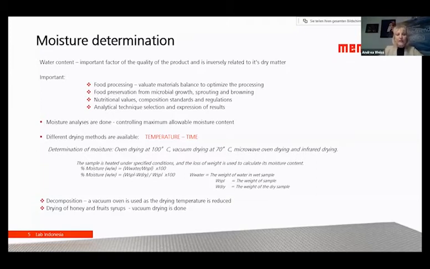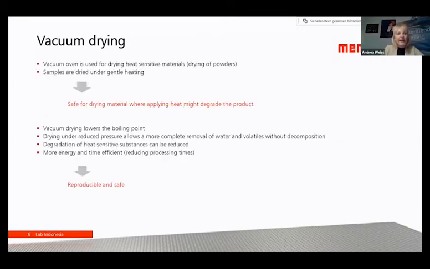For decomposition, a vacuum oven is also used, as the drying temperature is reduced. The drying of honey and fruit syrups is also done by vacuum drying. So when we talk about vacuum drying, the vacuum oven is used for drying heat-sensitive material, for example also powder. Powder you can dry without any air turbulence, that means without any movement inside, in a very smooth and soft way. Samples are dried under gentle heating. So it is safe for drying material where applying heat might degrade the product.